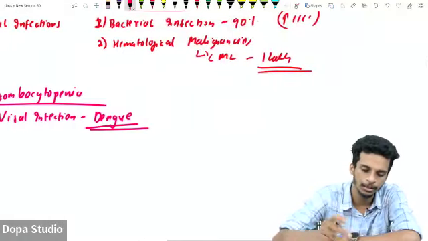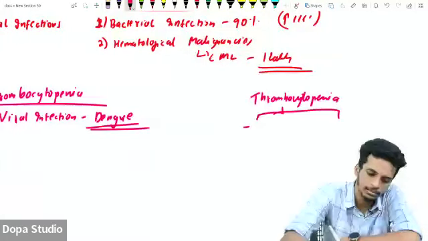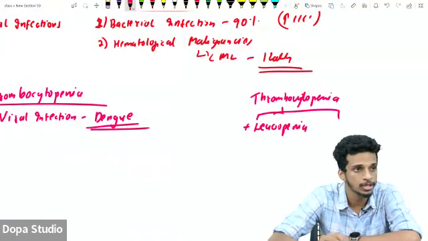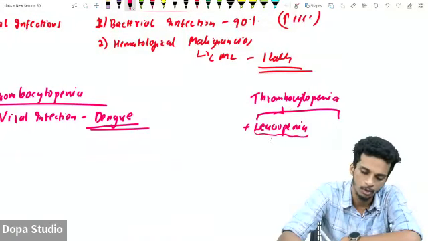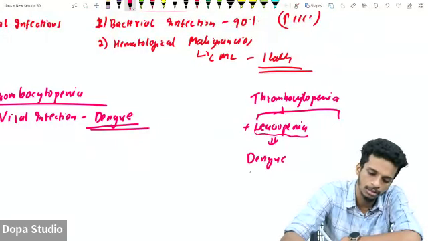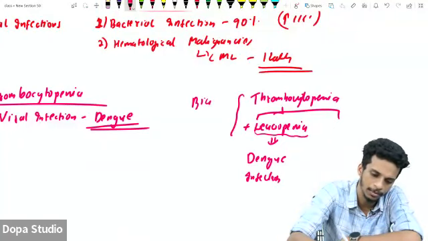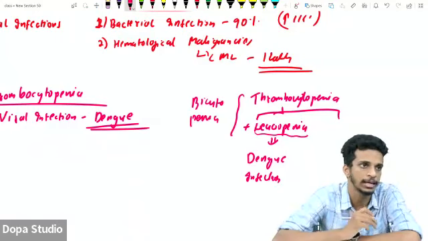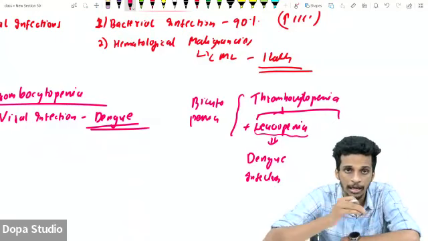Now, an important point here: thrombocytopenia plus leukopenia. I have told you that leukopenia occurs in viral infection, and thrombocytopenia also occurs in viral infection. So thrombocytopenia plus leukopenia is usually seen in dengue infection. We can call this bicytopenia because there is a decrease in more than one cell line. So bicytopenia, including thrombocytopenia and leukopenia, is usually seen in infections like dengue.